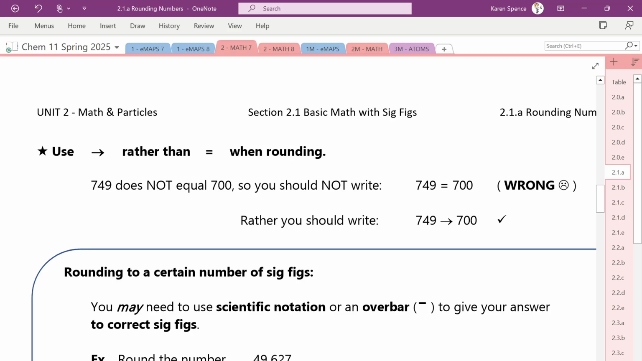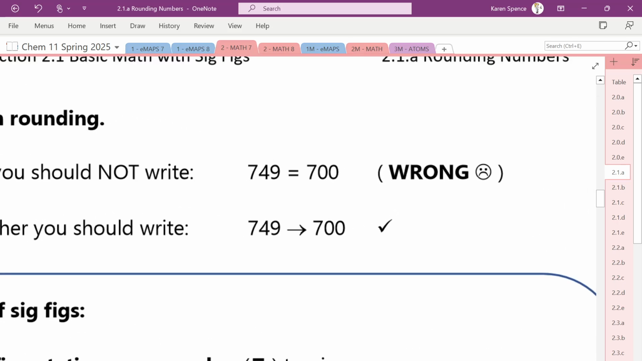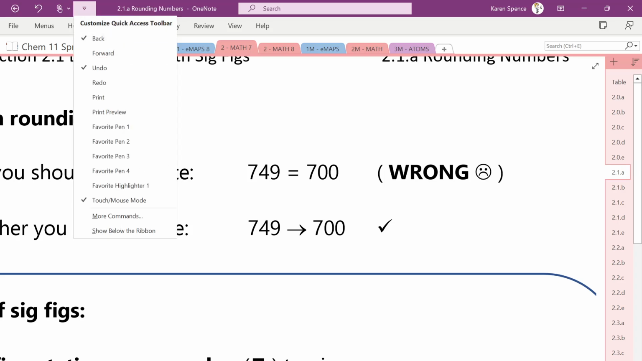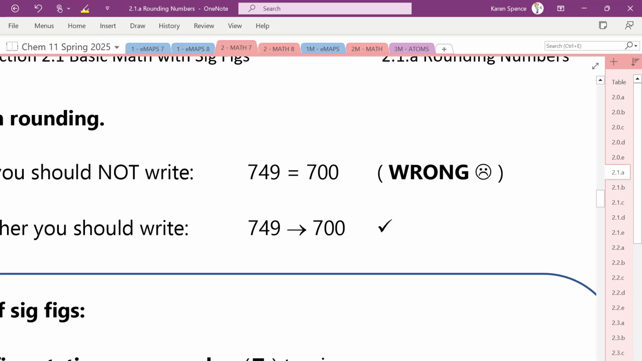Another thing I would really prefer: when we round things, they are no longer equal. If you are rounding off, rather than saying 749 is equal to 700, if we're rounding to 1 digit, I would rather you use an arrow instead, please. I will take off half a mark if you don't. So use an arrow instead.